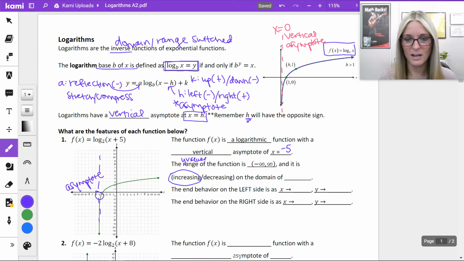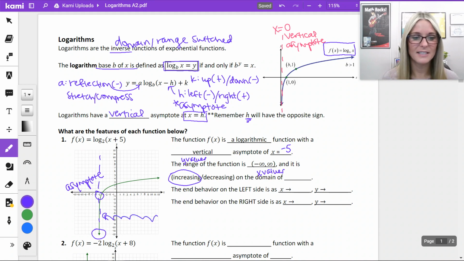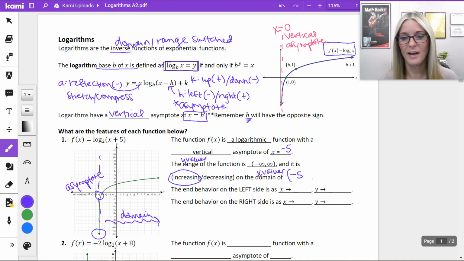On the domain, domain is our x values. So let's think how far left to how far right does it go? Looking at my left arrow, it is running into negative 5 on the x-axis. It is not going any further on the x-axis. It's not going to negative 6, negative 7, negative 8, or anything like that. It is stopping at negative 5 and going how far to the right? Infinity. So we're talking about domain here. It went from negative 5 to infinity.